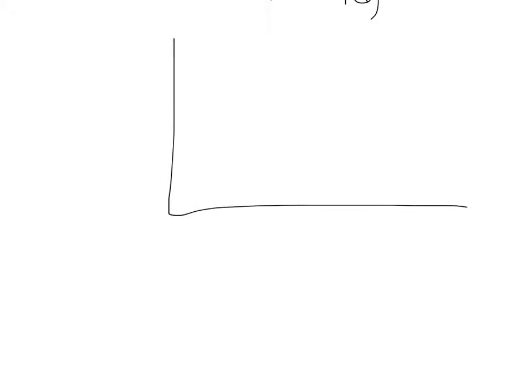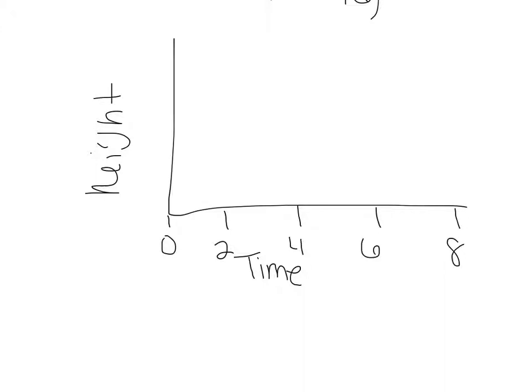So for the first one, just bear with me. You guys already know how to do this. My domain in that first function was time. I have values for time from 0 to 8. So 0, 2, 4, 6, and 8. My range, or my y value, is the height. And my height, I have values from 0 to 10.